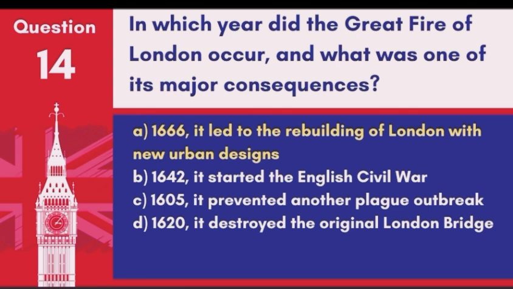Answer. A. 1666. It led to the rebuilding of London with new urban designs. The Great Fire of London occurred in 1666, and one of its major consequences was the comprehensive rebuilding of the city, including new urban planning and the construction of many modern-day landmarks.